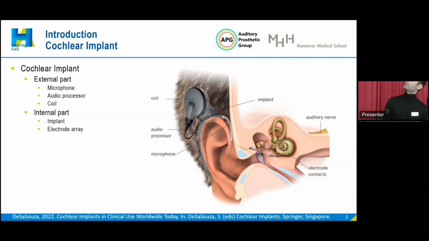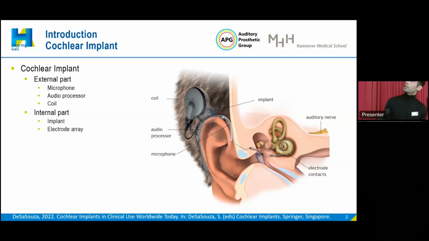But these electrical pulses are sent through the coil and the receiver, which is shown here as the implant, to the electrode array. Here we see it in the cochlea, positioned through surgery. Depending on the manufacturer, these arrays have around 20 electrodes, and these electrical pulses innervate the cochlea, and the signal will be sent through the auditory nerve to the cortex, where it will be perceived as sound.